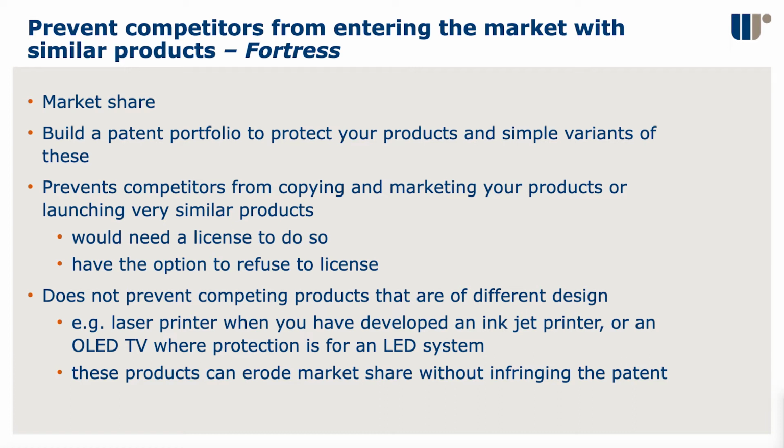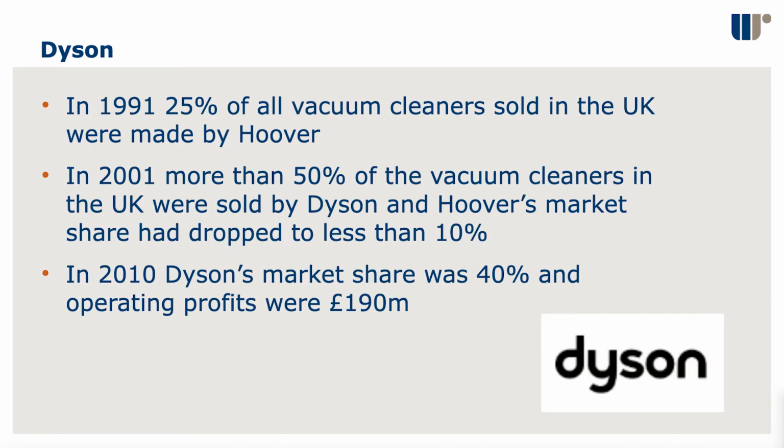So, by way of example, you're unlikely to be able to stop the sale of a competing laser printer when you've developed an inkjet printer, or an OLED TV where your patent covers an LED system. These dissimilar products can still erode your market share even though they don't infringe the patent. And that is where, and we'll come on to this later, the offensive patenting model can be of interest. But, for now, to stay with the fortress model, an excellent example of this is shown in the high-profile Dyson Hoover bagless vacuum cleaner battle.